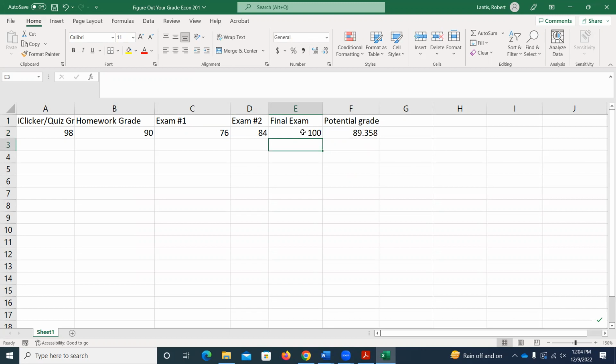But obviously, everyone's numbers are going to be a little bit different. If you did a little better on the homework or a little bit worse on the exams, you can play around with what you need to get these different grades in the class. Does that make sense, how to use that? Any questions on that? Hopefully it's helpful.